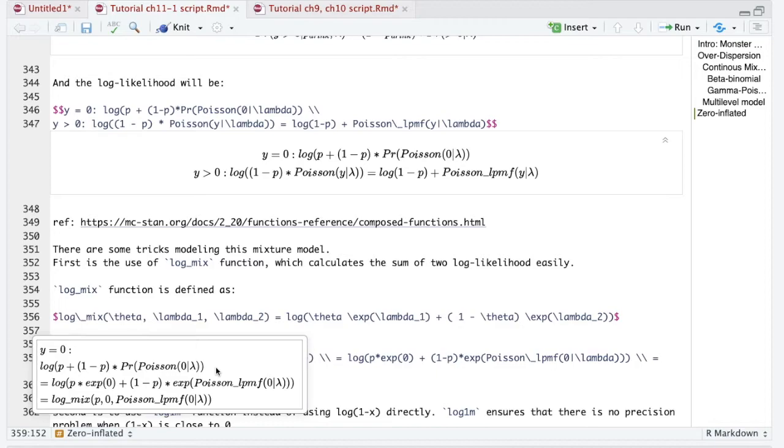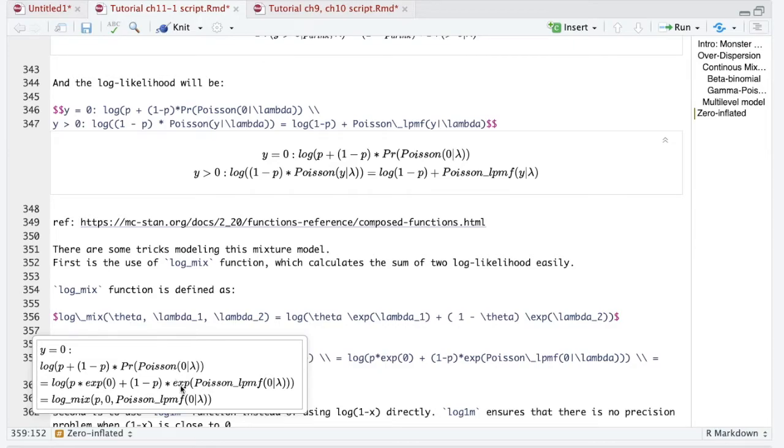So let me show you how we can start from the complicated log likelihood function to the log mix version. Let's take a look at this function: P plus 1 minus P times the probability Poisson 0 given lambda, which can be denoted as P times exponential 0. This is actually 1, right? And plus 1 minus P times exponential Poisson LPMF. So this is the probability version, but we want to have an exponential statement here.